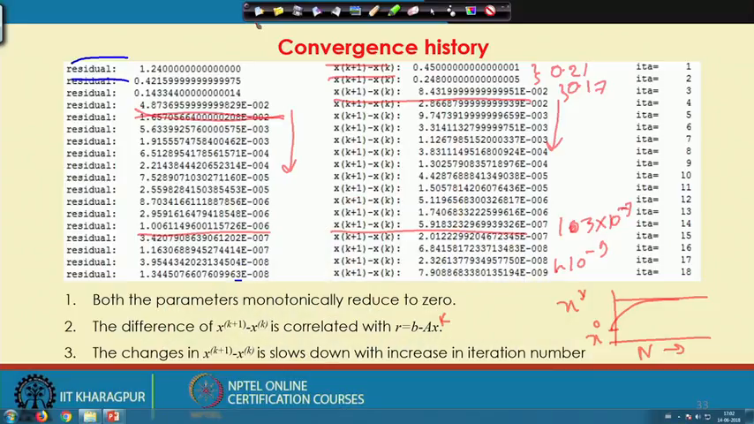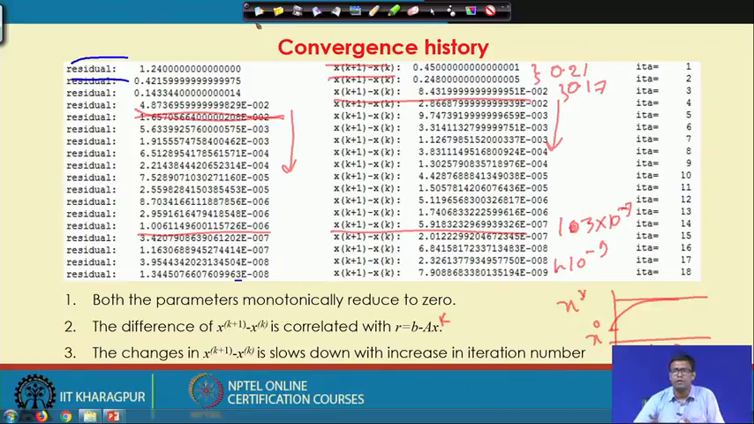Now, our question becomes: can we improve it? Can we change the spectral radius through some splitting? Intuitively we found one splitting, which is Gauss-Seidel. Can we have some other splitting through which we can improve the convergence rate?